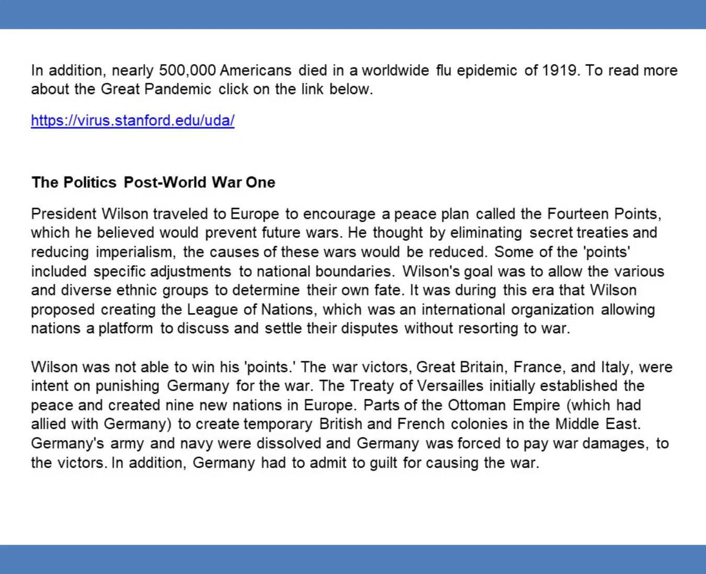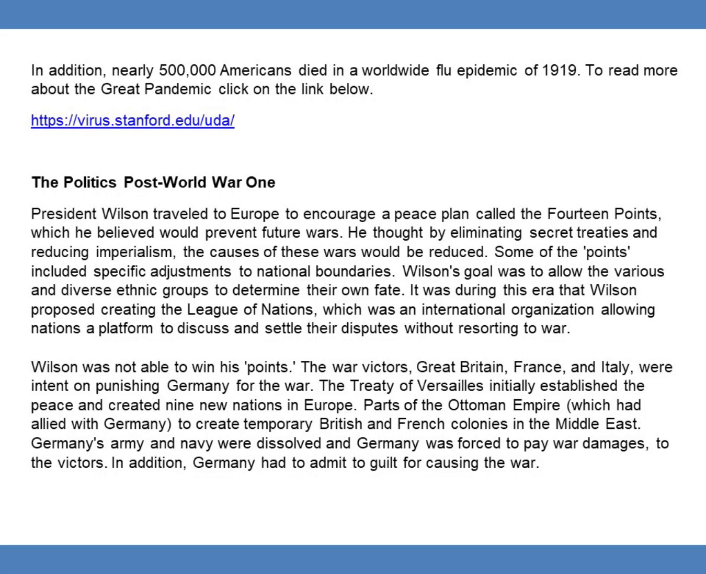The politics post-World War I. President Wilson traveled to Europe to encourage a peace plan called the 14 Points, which he believed would prevent future wars. He thought by eliminating secret treaties and reducing imperialism, the causes of these wars would be reduced. Some of the points included specific adjustments to national boundaries. Wilson's goal was to allow the various and diverse ethnic groups to determine their own fate.